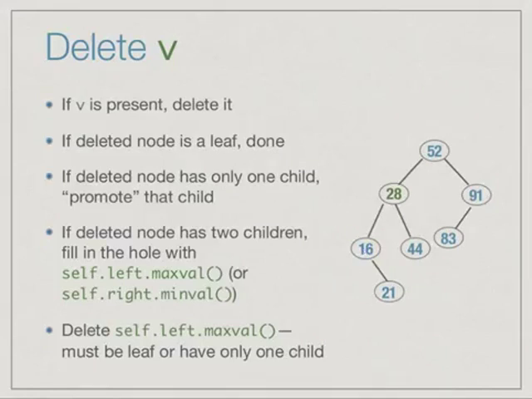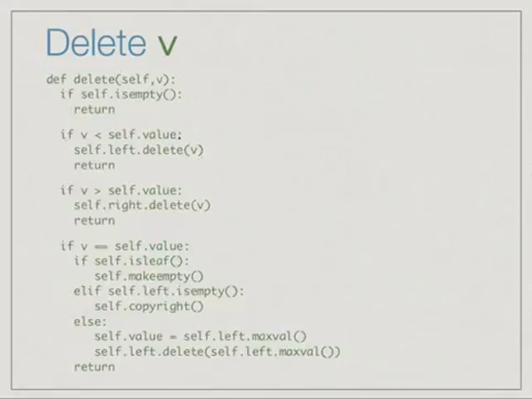So we can now look at the function. So if there is no value v, then we just return. The easy cases are when we don't find v at the current node. So if it is less than the current value, then we go to the left and delete. If it is bigger than the current value, we go to the right and delete. So the hard work comes when we actually find v at the current value.